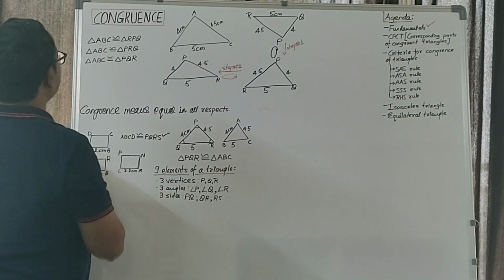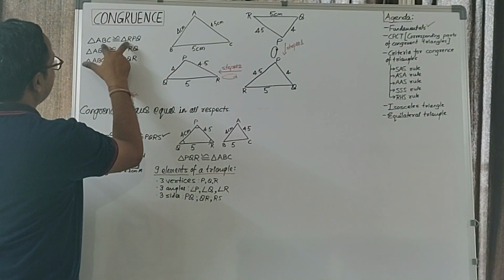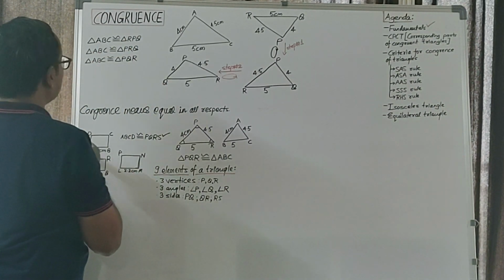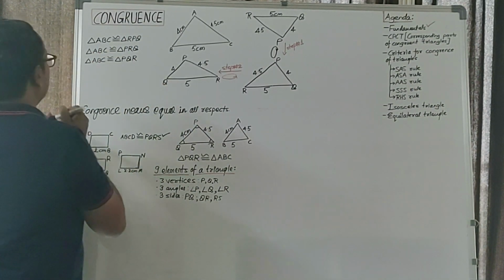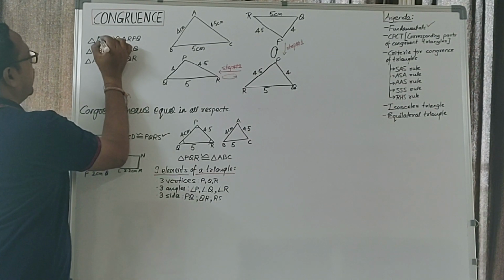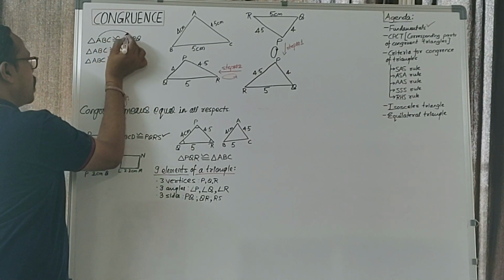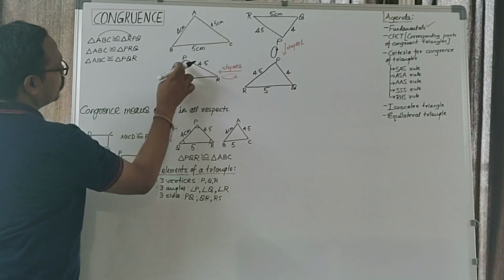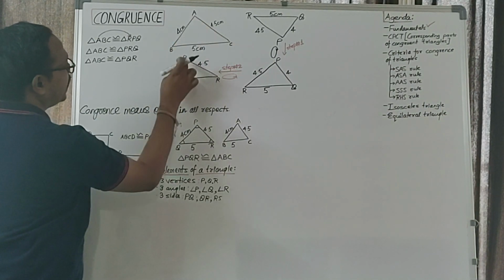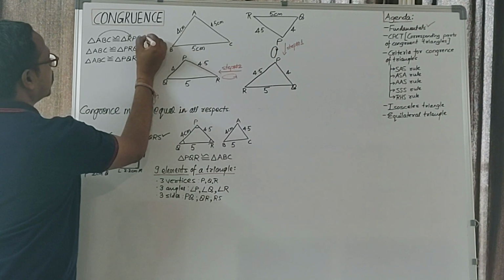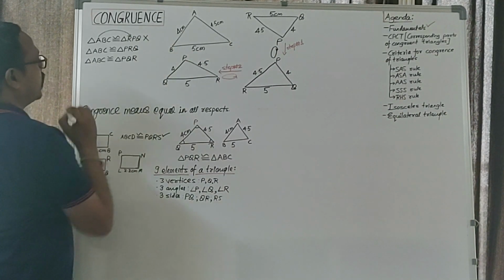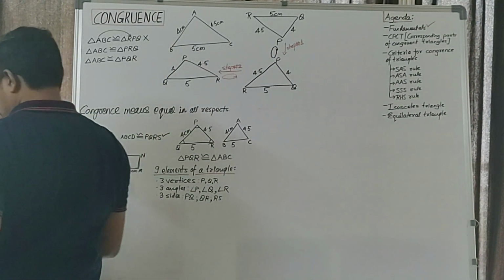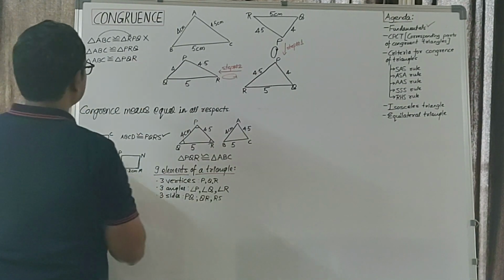So let's validate this, whether it is correct or not. How to do that? That means we have to check. A is corresponding to R. Is it that A is corresponding to R? No. A is corresponding to P. So this is straight away incorrect. Are you getting my point? This is straight away incorrect.